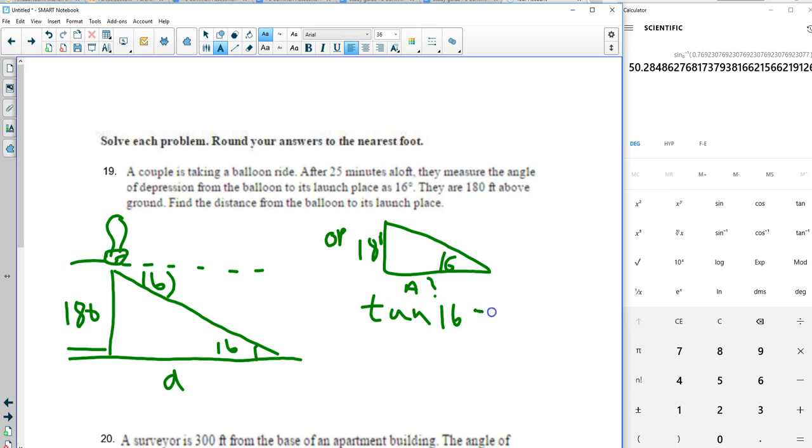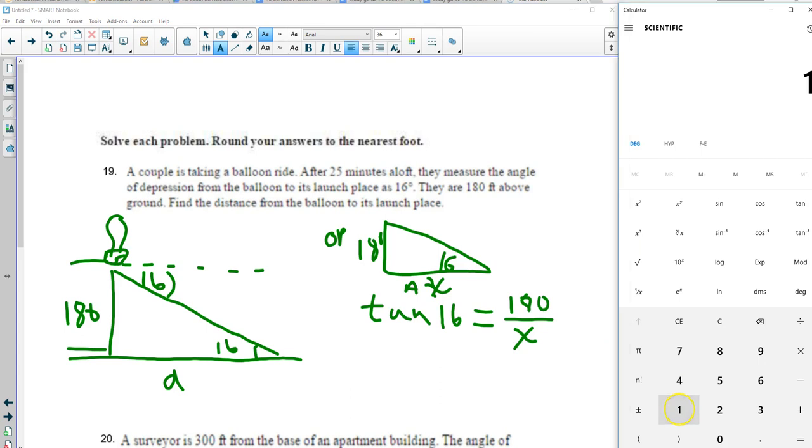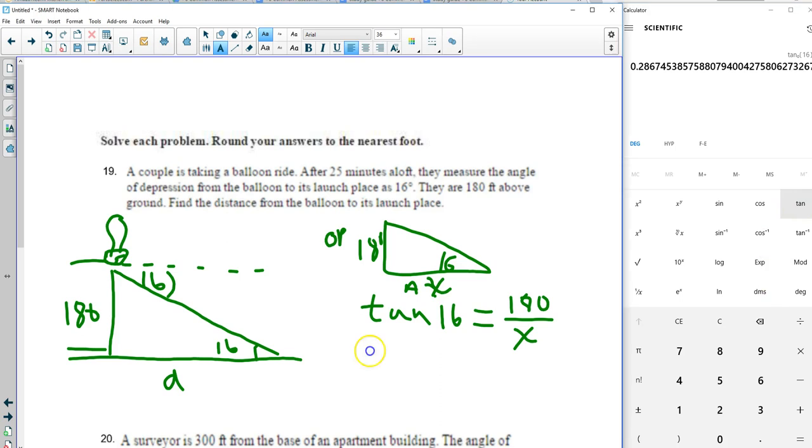Tan 16 degrees is equal to 180 over what we don't know. I'm gonna call it X. So what's tangent of 16? You gotta go here and say 16 tangent, 0.2867 is equal to 180 over X. Remember, when X is in the denominator, you got to cross multiply and divide.